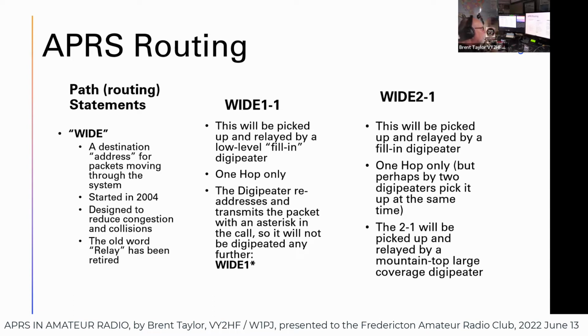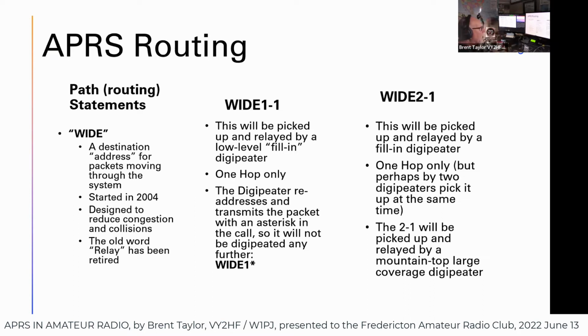In wide 2-1, all things that are wide 2 are basically a large digipeater that have a large coverage area. It's still only one hop, and the -1, on both the wide 1-1 and the wide 2-1, means one hop. It'll go one hop and then it'll get snuffed. Wide 1 is a fill-in digi, wide 2 is a wide area digi, if that makes any sense.